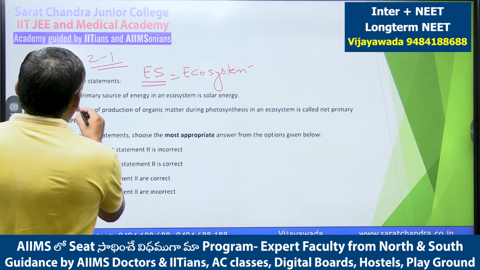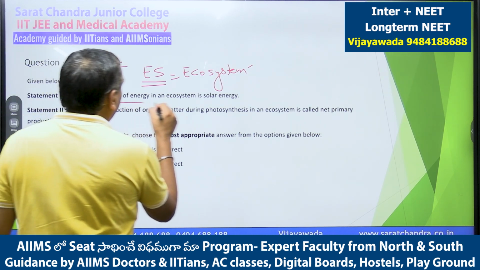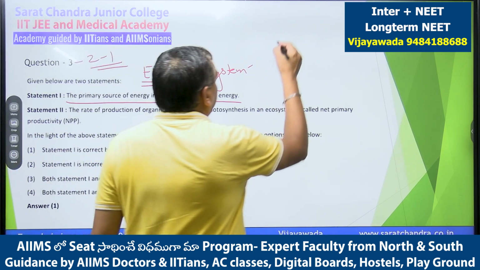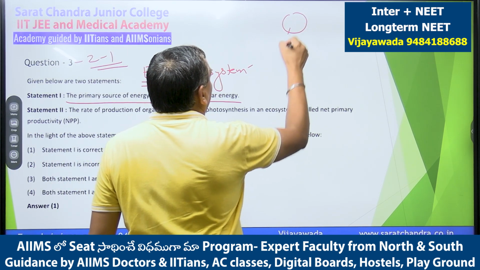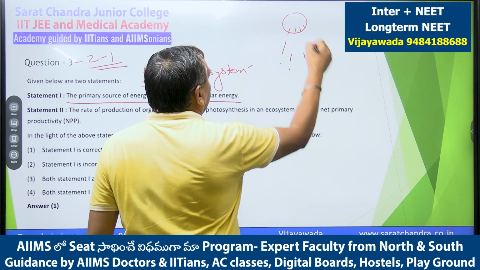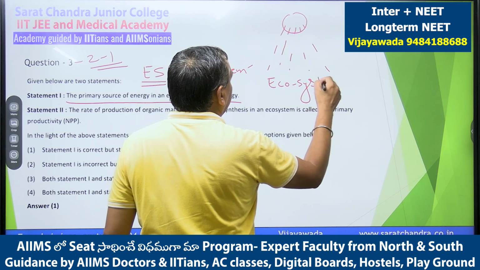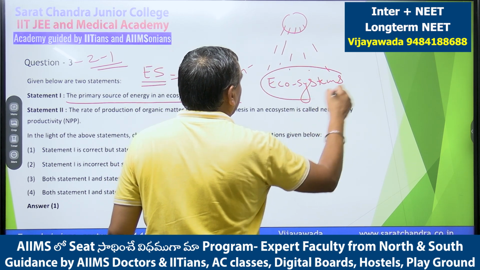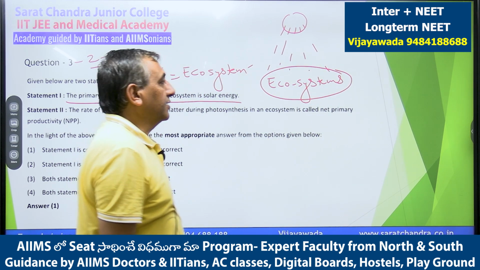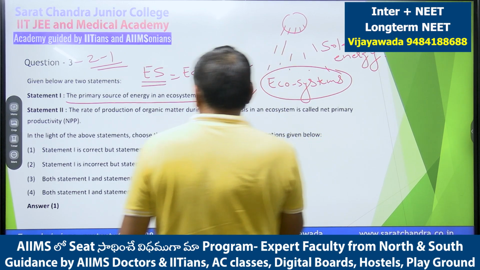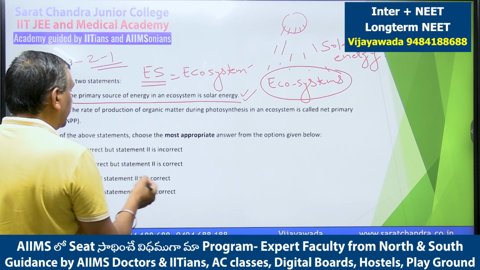So they ask, statement 1: the primary source of energy in an ecosystem is solar energy. Yes, the sun is the ultimate source of energy for all the ecosystems present on earth, except the deep sea hydrothermal vent ecosystem. So the first statement is correct. They are asking for the most appropriate answer, which is correct and which is incorrect.